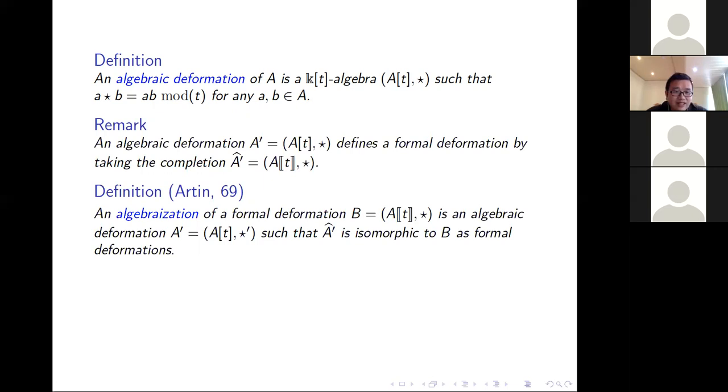And I think the notion of algebraization goes back to Artin in '69. An algebraization of a formal deformation is an algebraic deformation such that the completion is isomorphic to our A[[T]] with star product as a formal deformation. By isomorphism as a formal deformation, I mean these two K[[T]] algebras, A[[T]] and A prime hat, are isomorphic as K[[T]] algebras, and the isomorphism restricts to the identity on A.